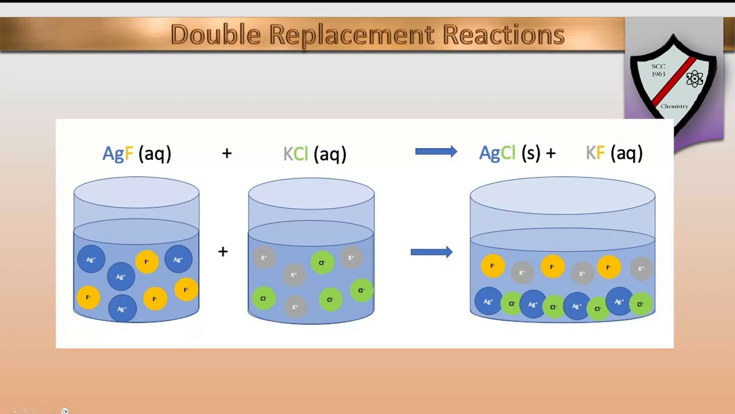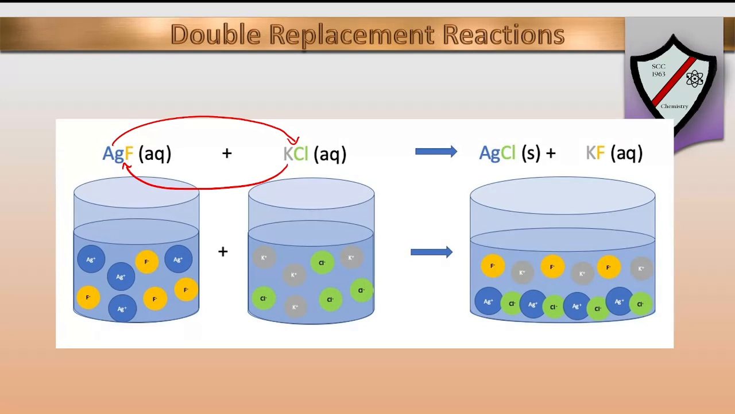In beaker number 2, I have a solution of potassium chloride. When I dissolve potassium chloride in water, I get a solution of potassium 1+ ions and chloride 1- ions. Now, if I pour those two aqueous solutions together, the ions will try to switch places. The cations from one compound will try to switch and bond with the anions from the other compound. So silver will try to make a combination with chloride, and vice versa, potassium will try to make a combination with fluoride.